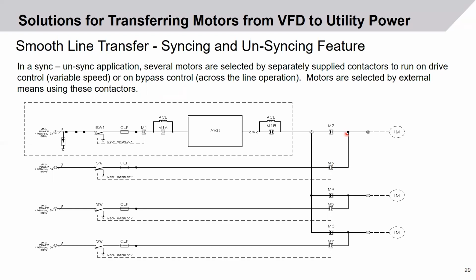When we were to sync this motor to the line, the drive would accelerate, bringing the motor up to 60 hertz. Contactor M3 would then close and contactor M2 open, and now the motor is running across the line. So this could be done then for motor number 2 and motor number 3.